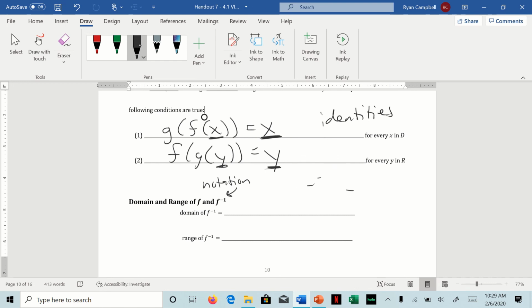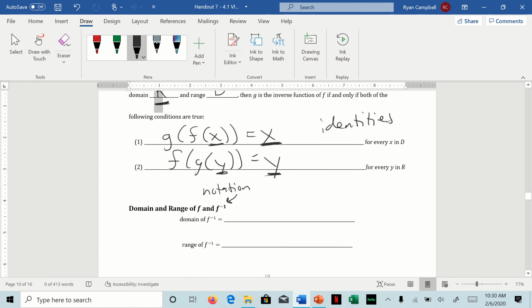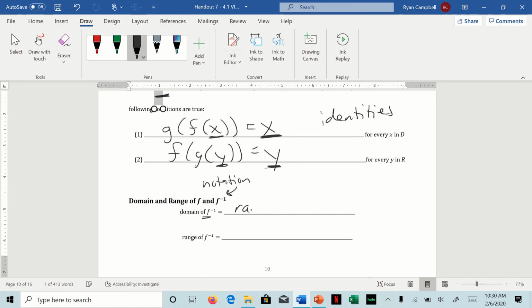So the domain of the inverse function should be, well, let's look at it. So we said in this one, the domain was R. What did we see about R in the original function? It was the range. So the domain of the inverse is the range of the original. And likewise, the range of the inverse is the domain of the original, which is kind of neat. And this is going to be very important to know for later.